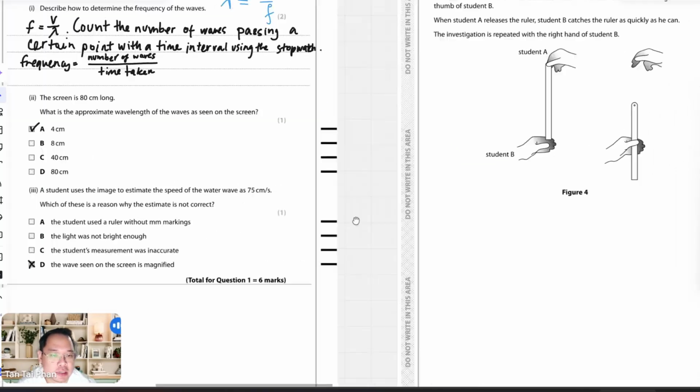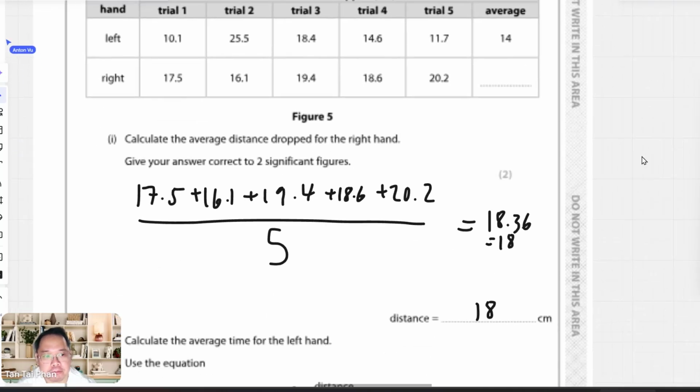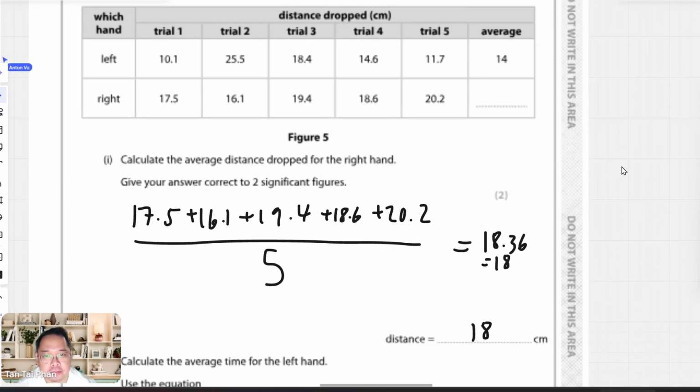Explain whether the readings are anomalous. Do we see any abnormal, anomalous value in the table? For the left hand, 25.5 is very big compared to the average 14. That is an outlier that causes the deflection, the variation from the average value. So it is very likely that the second trial here is anomalous.